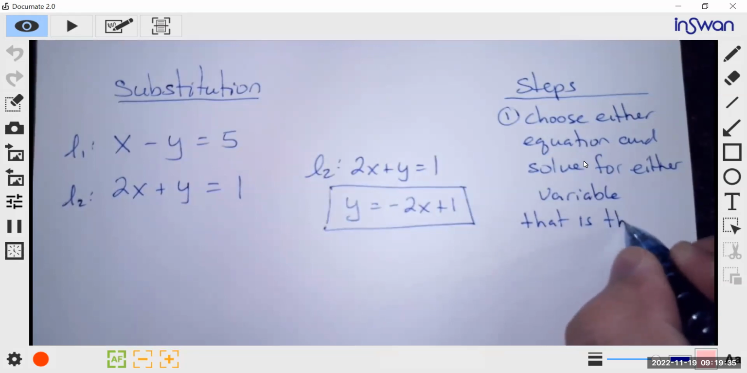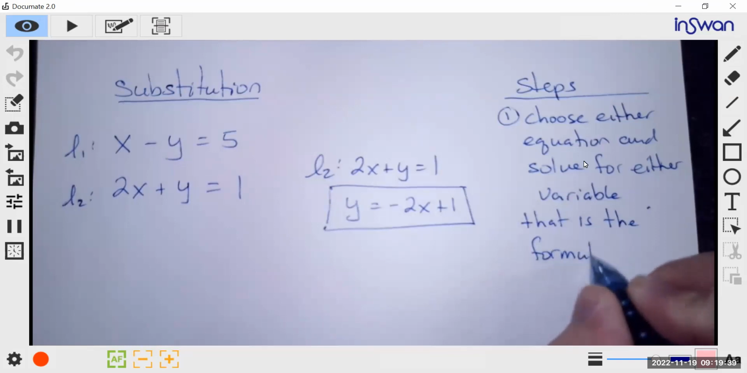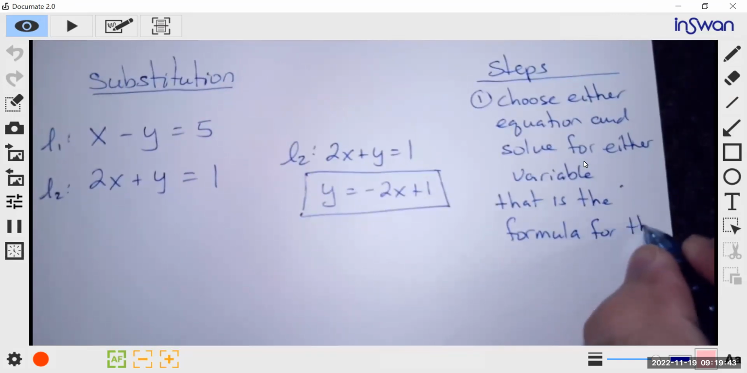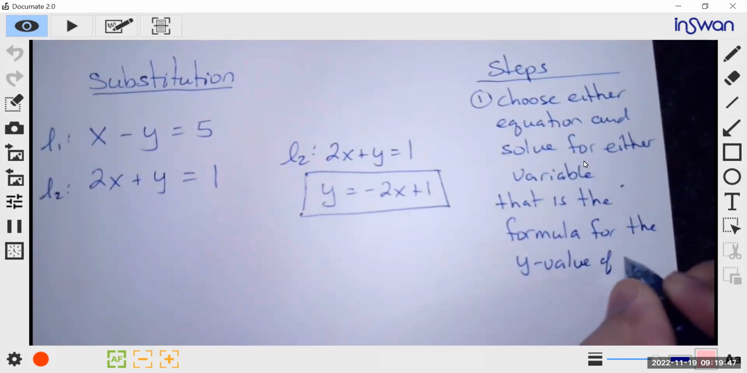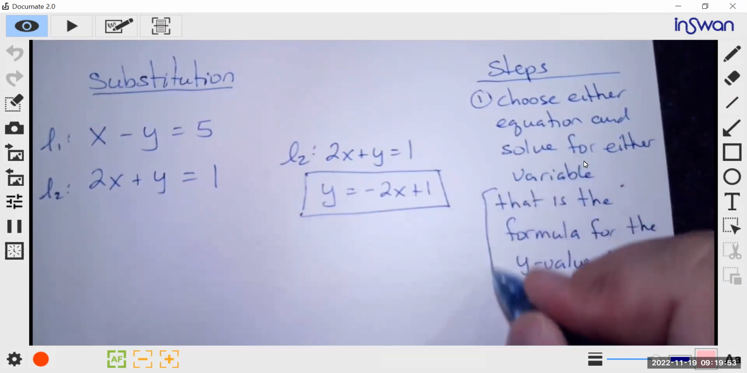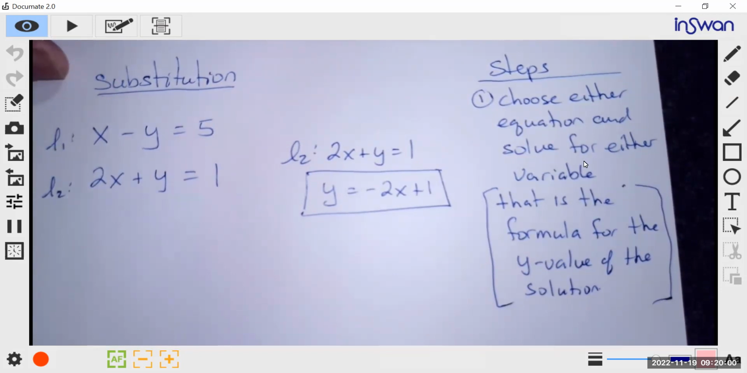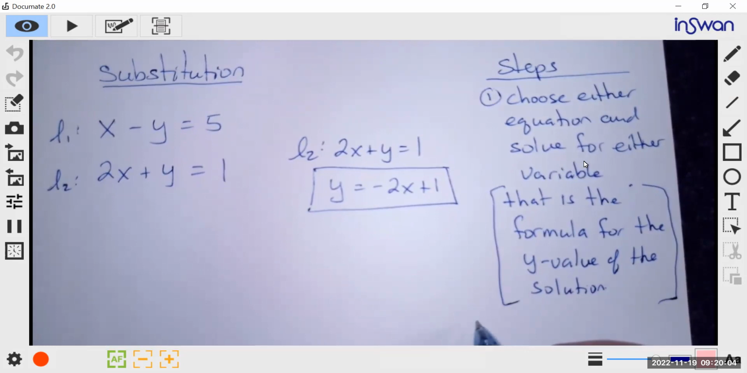What you just found there, that is the formula for the y value of the answer. So what you just found after the first step, that's the formula for the y value of the answer. Second step.